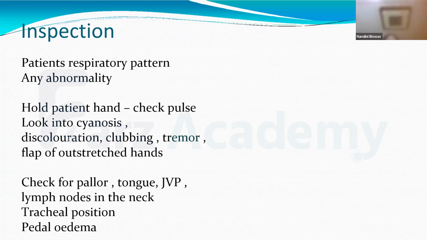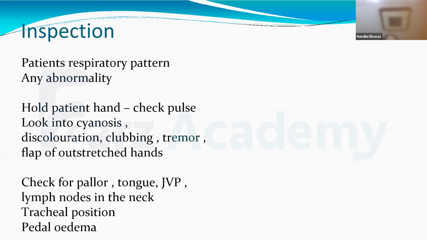And then again, the patient's respiratory pattern: breathing normally, pursed-lip breathing, indrawing of the costal margin, or has the patient increased respiratory rate, a shallow breathing. Hold the patient's hand, check the pulse, and that gives a lot of information: cyanosis, nicotine or tar staining, discoloration, clubbing, tremor, so many things as you hold the hand. Then make an effort to look for clubbing and tremor, flap.